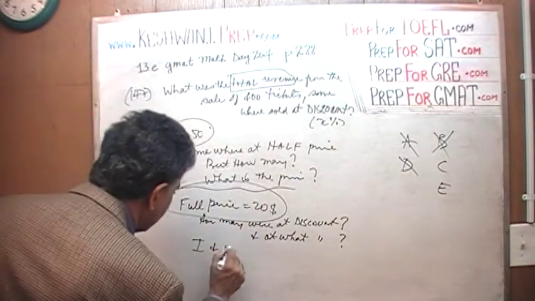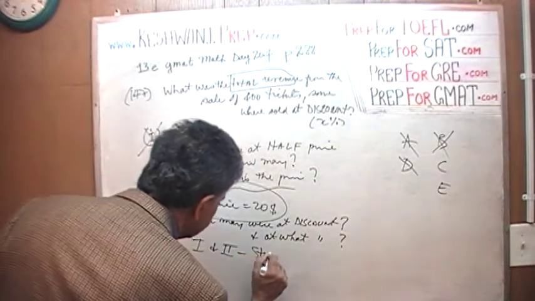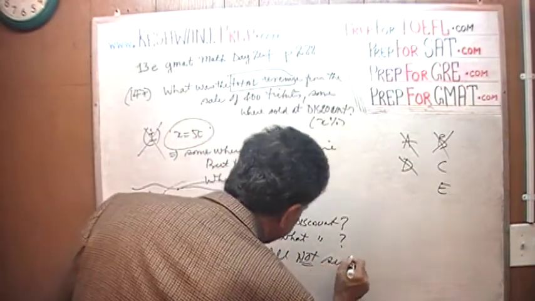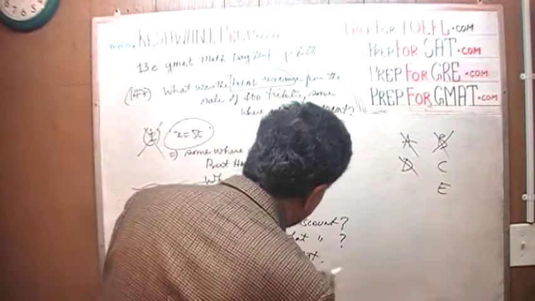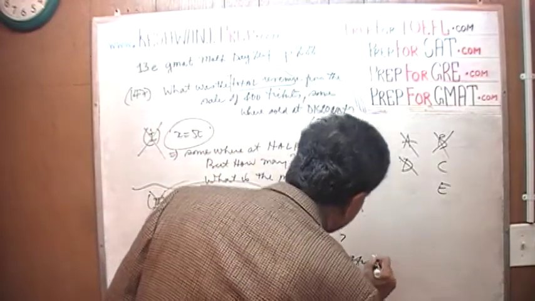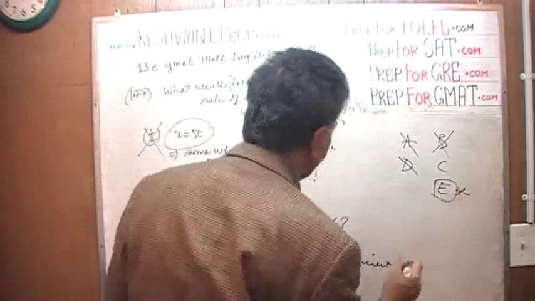1 and 2 is still not sufficient. It's still not sufficient. The answer is E.